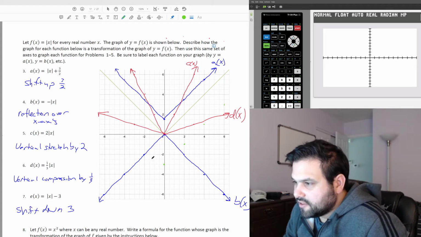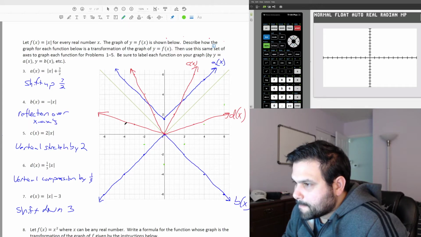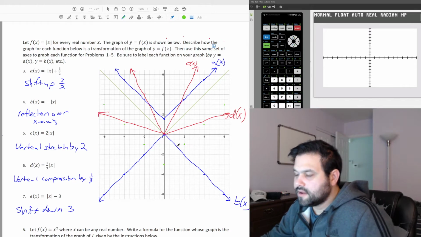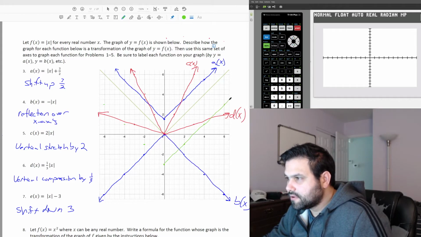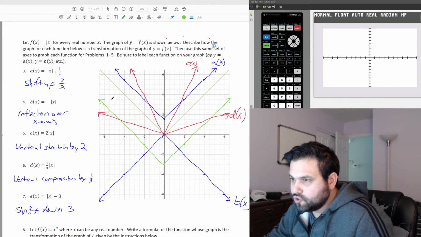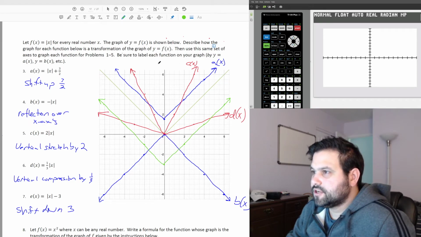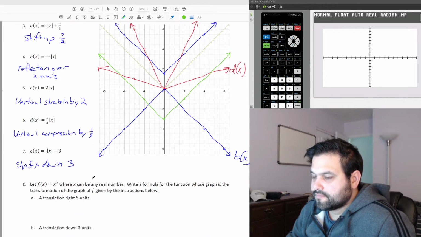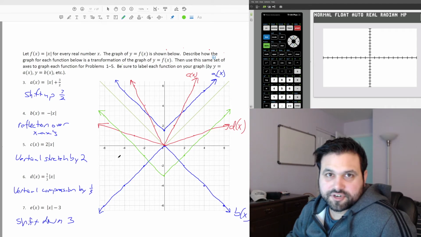And same thing on the other side. And I get this function that looks like it's the same shape as the original, right? We have preserved its shape, but we have just moved it down 3 units. All right, so there we go. That's what transformations look like visually.